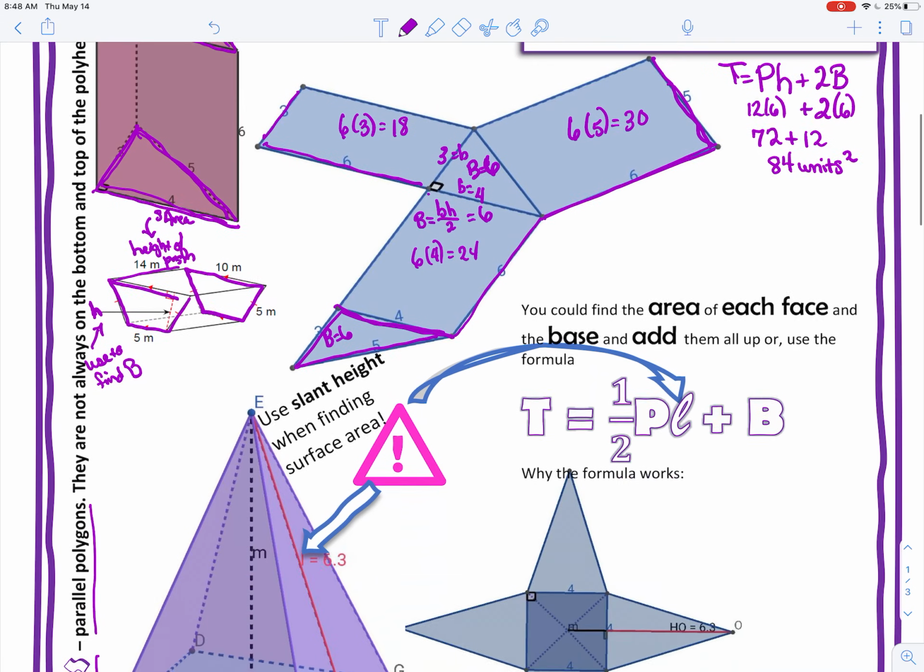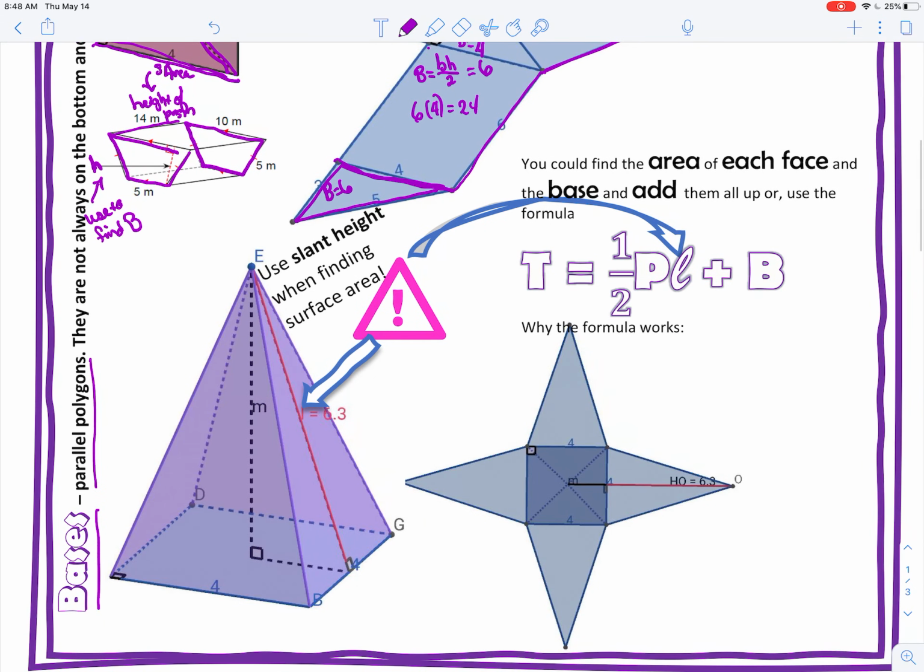Okay, so let's talk about what happens with pyramids. Well, again, you could find the area of each face and the base. There's only one base now. And then you could add them all up. Or again, we can use and embrace a new formula. And that formula is T equals 1/2 capital P, which means it's capitalized. We have to calculate the perimeter of the base, times an L, where L is that slant height that we were talking about when we were working with cones, plus just one base now, because these triangles are coming up to a peak and it's a pyramid, not a prism.